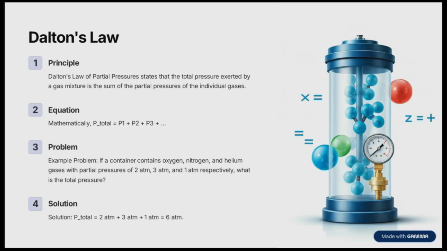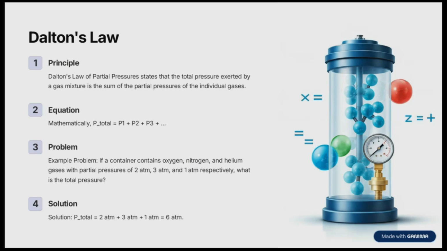Dalton's law is also called Dalton's law of partial pressure. The law states that the total pressure exerted by a gas mixture is the sum of the partial pressures of the individual gases, meaning the total pressure that you would see a mixture of gases exert is equal to the sum of their individual partial pressures. So the total pressure is equal to the sum of all the partial pressures. That's the simple explanation for it.